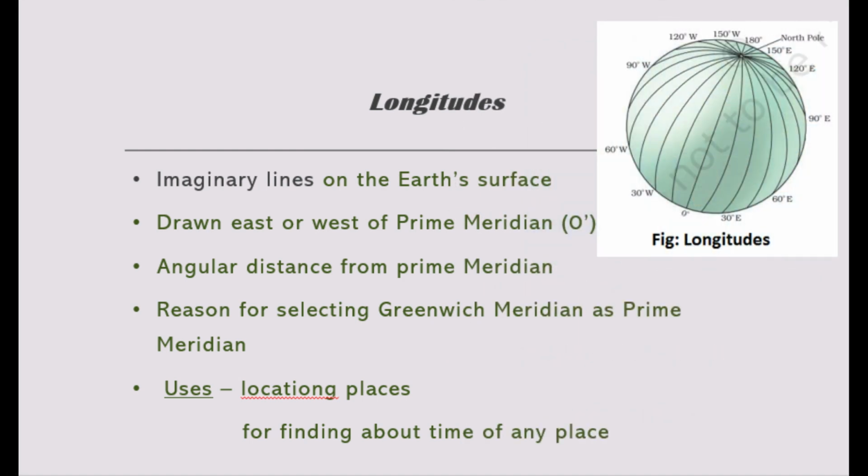Longitudes are also imaginary lines drawn on the Earth. They are drawn east or west of the prime meridian. However, they are not full circles like the equator or other latitudes. They are semicircles drawn from the North Pole to the South Pole. One of the most important longitudes is the prime meridian.